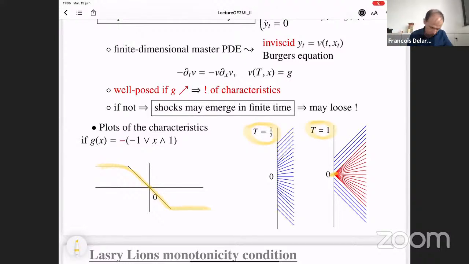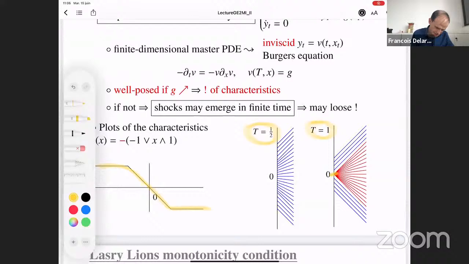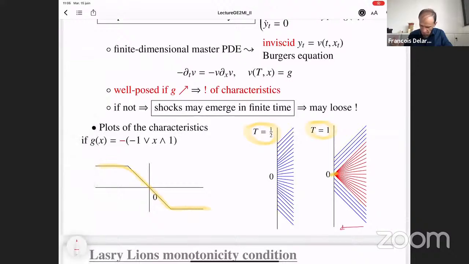If you run your characteristics backwards, then they merge. So you see that if you follow in the other direction, the red characteristics are going to merge. Differently, if you start from the right direction and move forward, then you have multiple solutions. So you lose uniqueness if you lose monotonicity here.